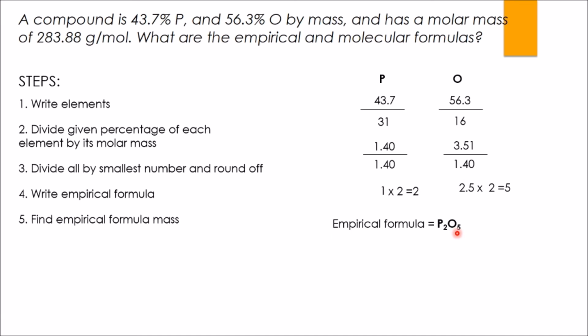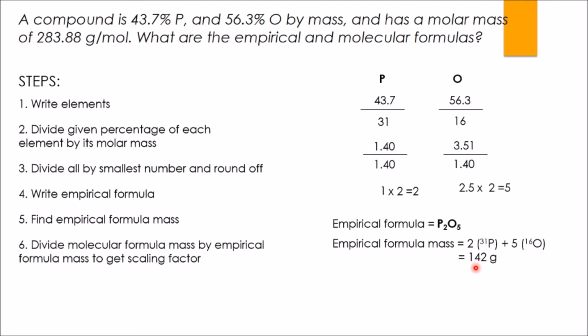Now we have step 5, which is find the empirical formula mass. We are simply going to add the masses together. We know that the empirical formula has 2 phosphorus and 5 oxygens. The mass of phosphorus is 31 and the mass of oxygen is 16. So 2 multiplied by 31 plus 5 multiplied by 16 is equal to 142 grams. So 142 grams is the empirical formula mass. The mass that we get with the help of the empirical formula is called the empirical formula mass, and this is step 5, which is 142 in this case.